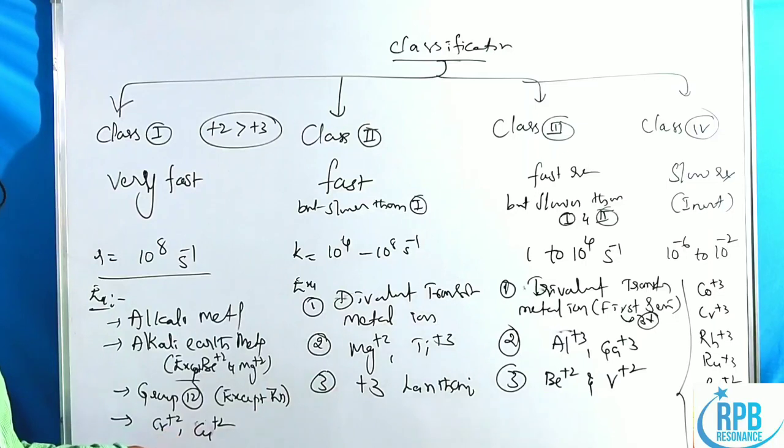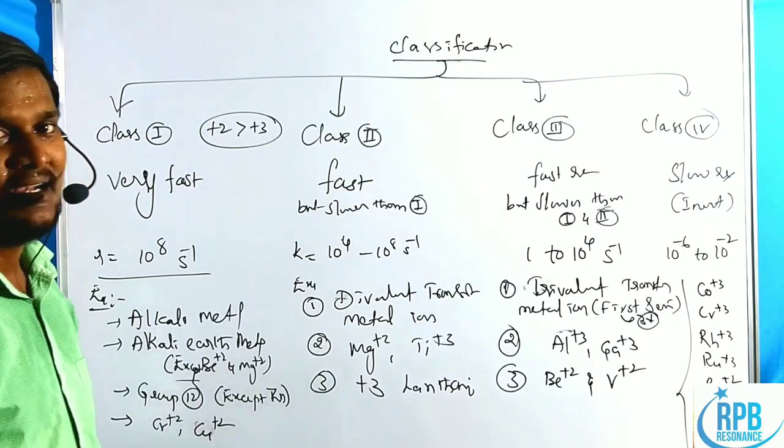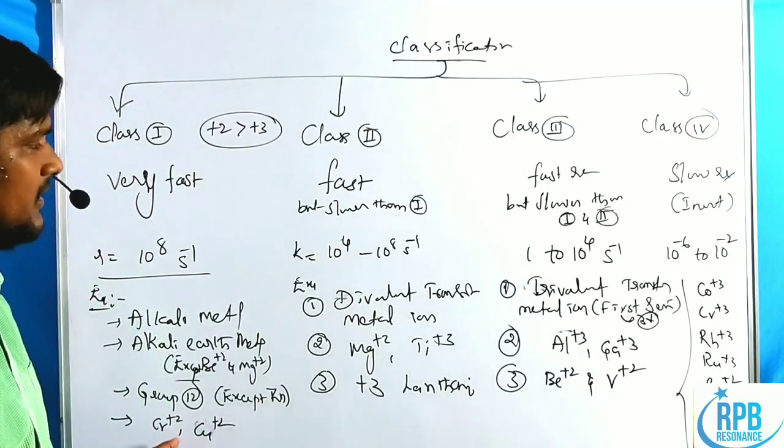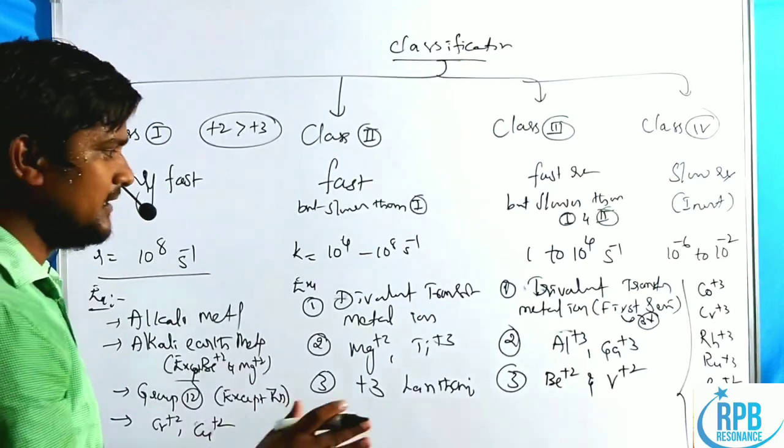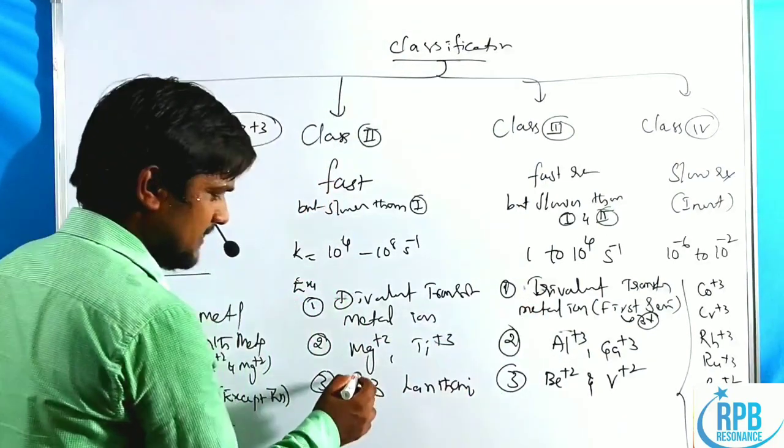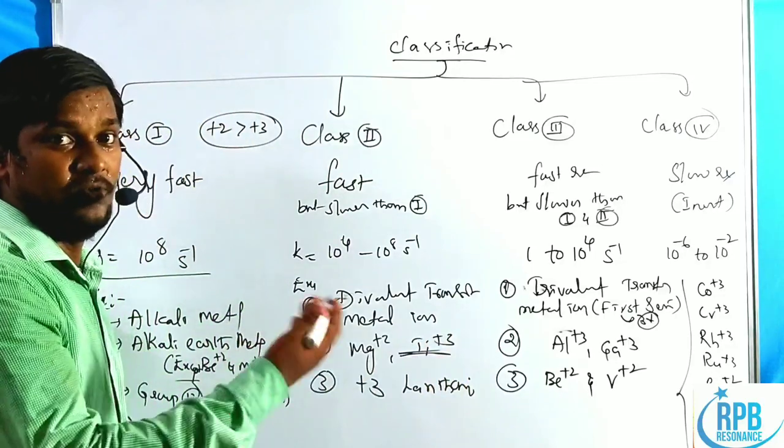Here, chromium plus 2 and copper plus 2 show more and more character due to the Jahn-Teller distortion. In the case of plus 3 elements, one exception is there: titanium plus 3 will show more character.